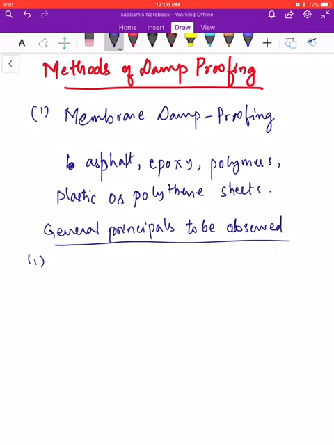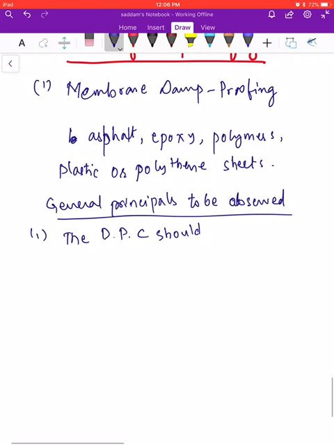So the general principles that are to be observed during the DPC, that is damp proof course. It should cover the full thickness of wall. The DPC should cover full thickness of wall.